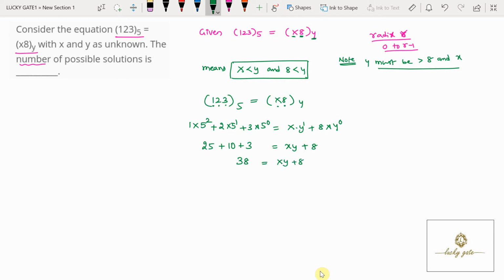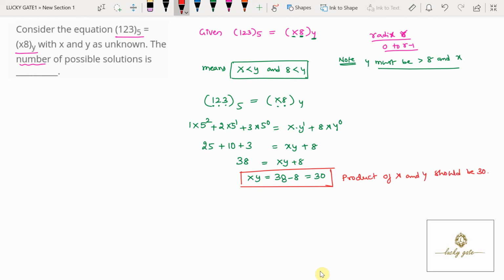It does mean that xy equals 38 minus 8, which equals 30. Now this will be useful for finding the answer. We found xy equal to 30. What is the meaning of xy equal to 30? It means the product of x and y should be 30.